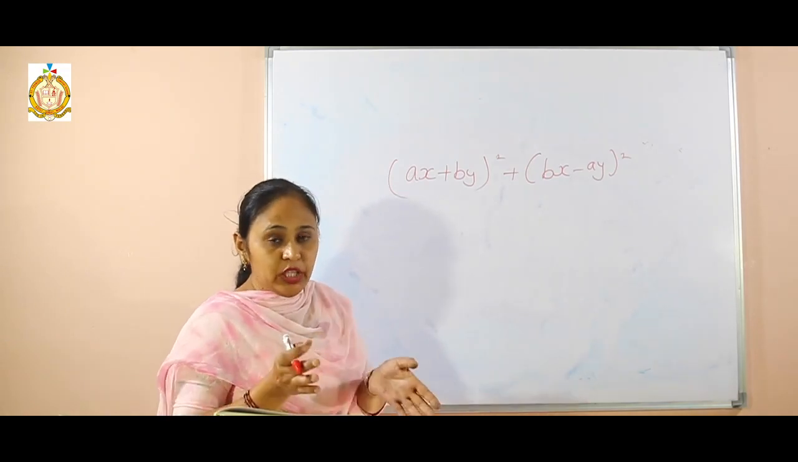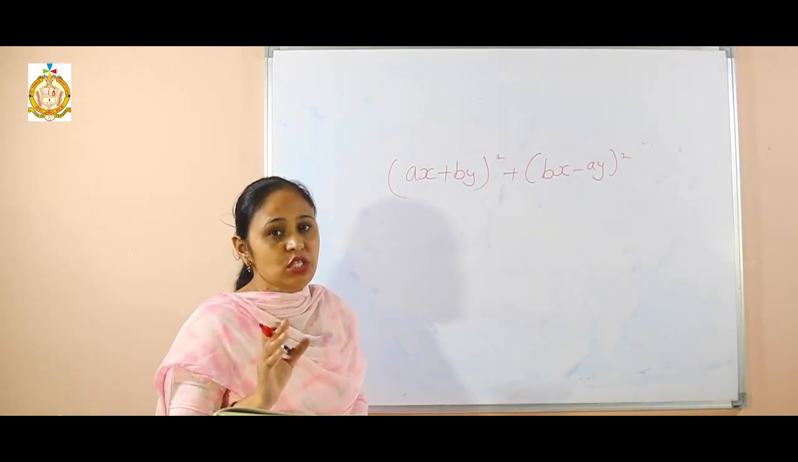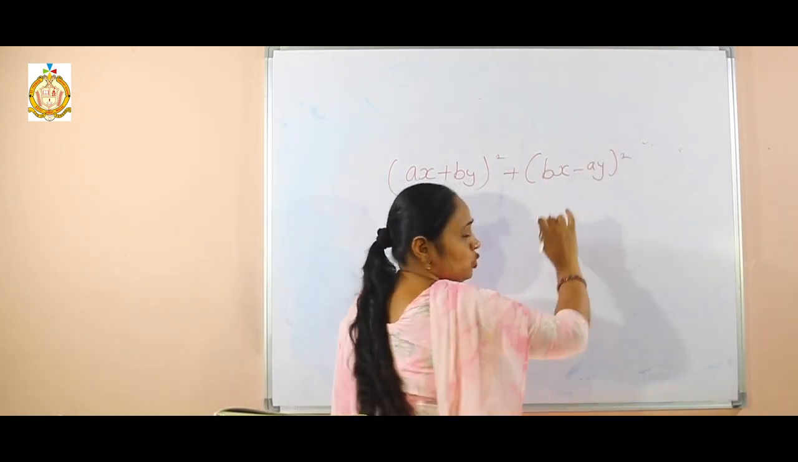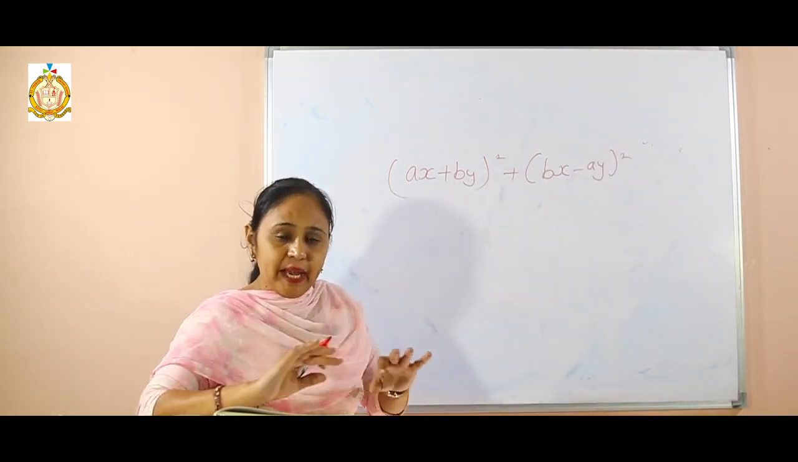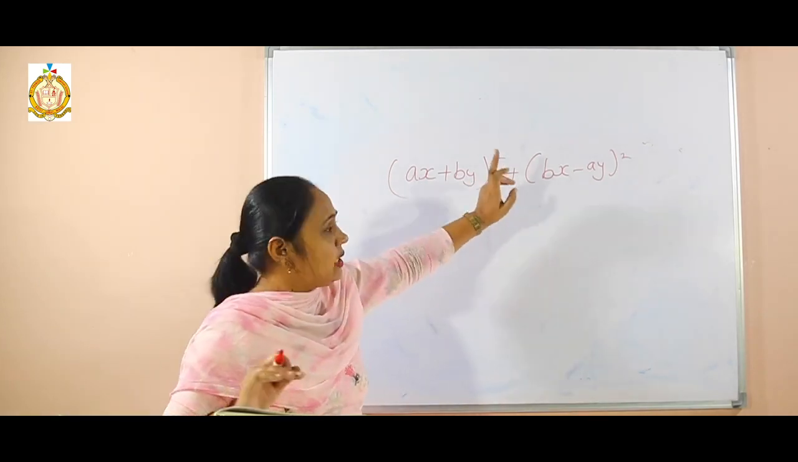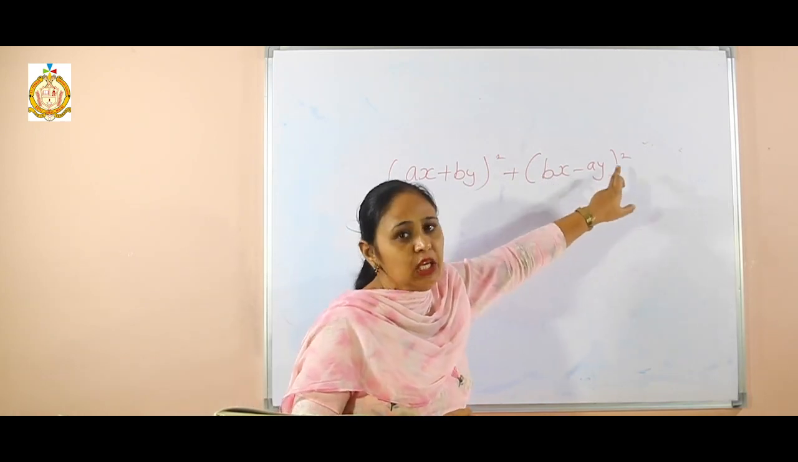Then what we know, we are doing the grouping method. We want to do the grouping. Then there is a square power given and there is also a power of 2 given. We will expand it first. I will apply the formula a plus b whole square. Then I apply the formula a minus b whole square.